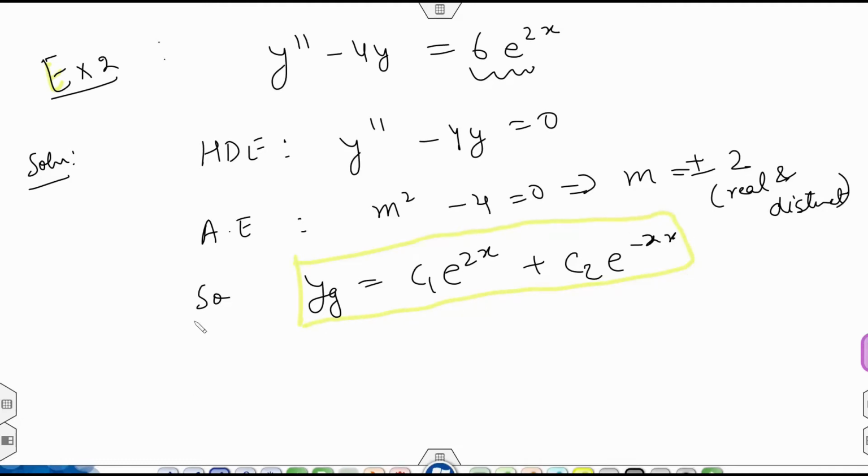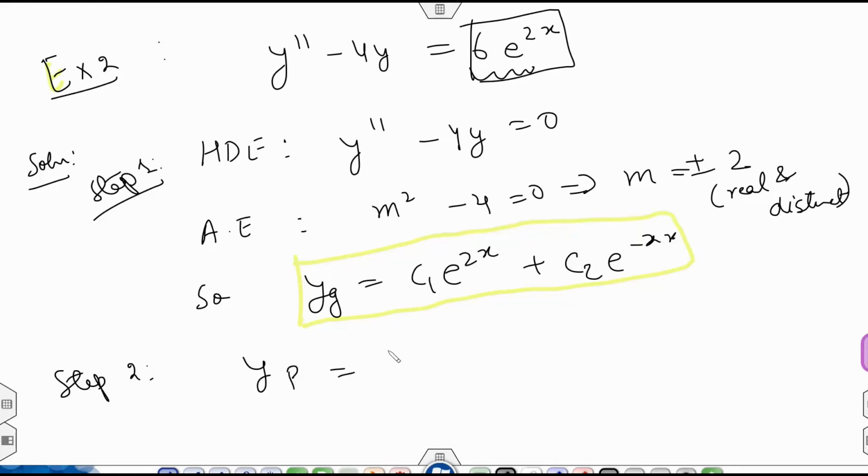You know how to take out the yg for the homogeneous differential equation. Now just see this r(x). What will be the trial solution? You can write this as step 1 and this as step 2. You will find yp looking at r(x). I have discussed that if your r(x) is like this, you have to choose a e^(2x). Now again look at the roots of the auxiliary equation. You can see that 2 is a single root.